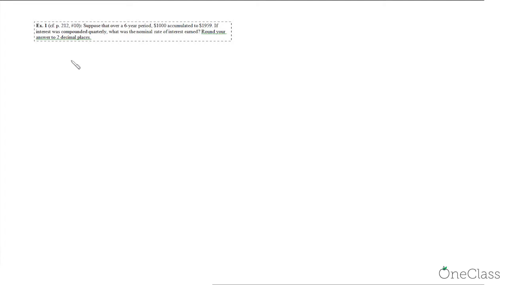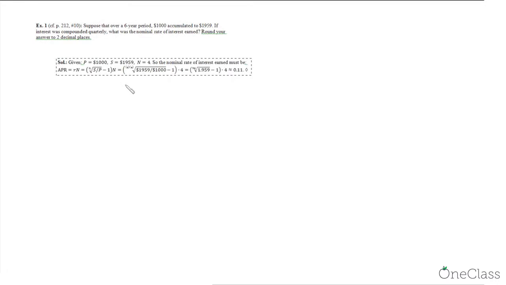Okay, so here's our first example. I also note that it's similar to question number 10 on page 212 of your textbook. It says here, suppose that over a 6-year period, $1,000 accumulated, there's a keyword, accumulated to $1,959. If interest was compounded, there's another keyword, quarterly, what was the nominal rate of interest earned? Round your answer to 2 decimal places.